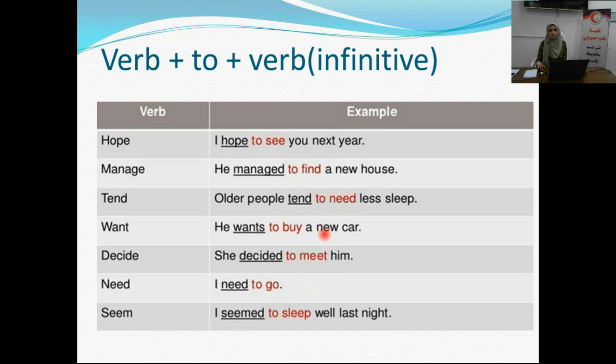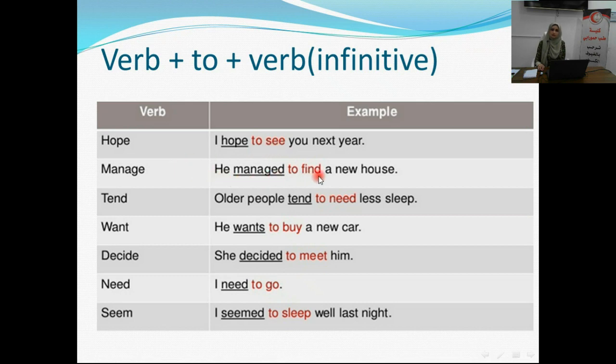Here we have verb plus to plus verb infinitive. So as you see here, we have hope, manage, tend, want, decide, need, and seem. And with each one, we have an example. For the first verb hope, we have, I hope to see you next year. So you notice that we have hope. This is the verb pattern to be followed by to and with the second verb, which is see.